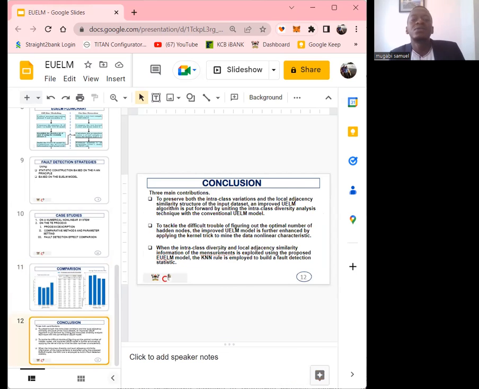So in conclusion, this paper brought 3 main contributions, and you have seen the comparisons between the different approaches. It all just shows the superiority of the enhanced unsupervised extreme learning machine in nonlinear fault detection, making it a better approach.